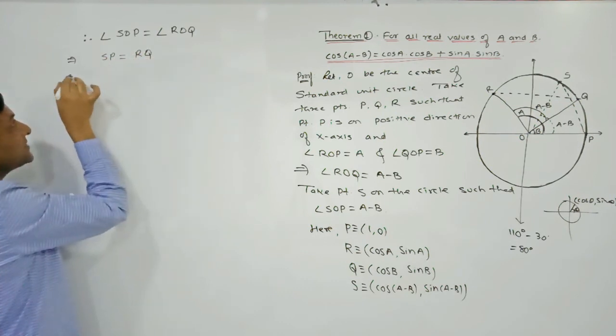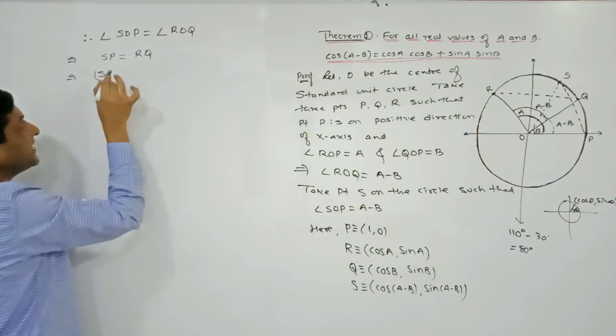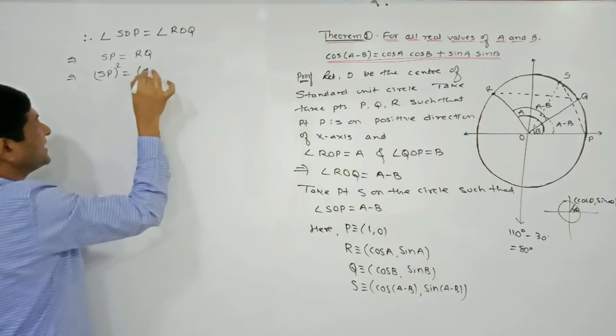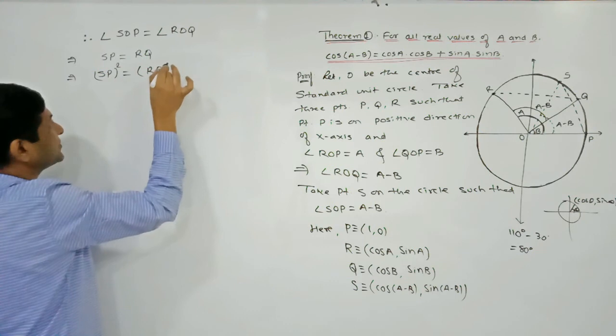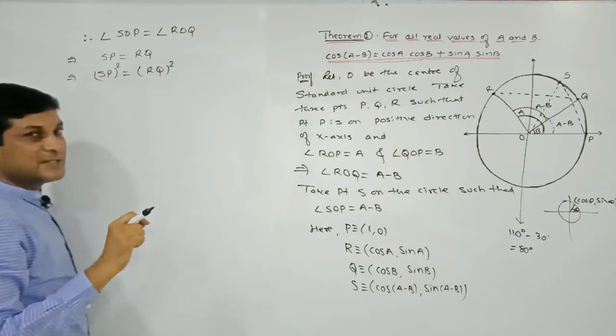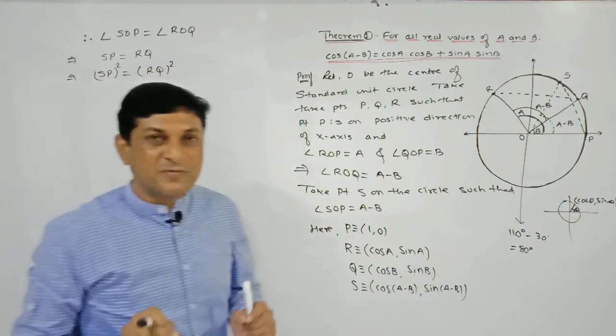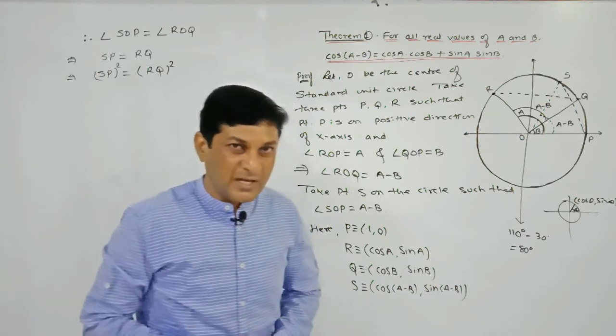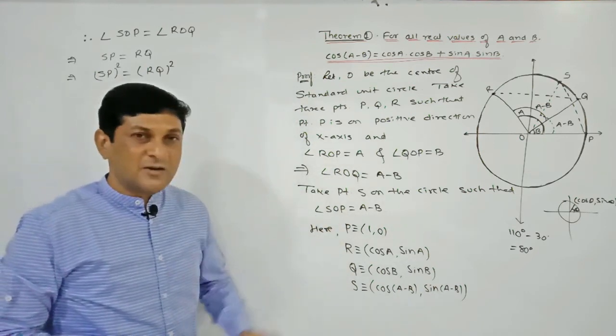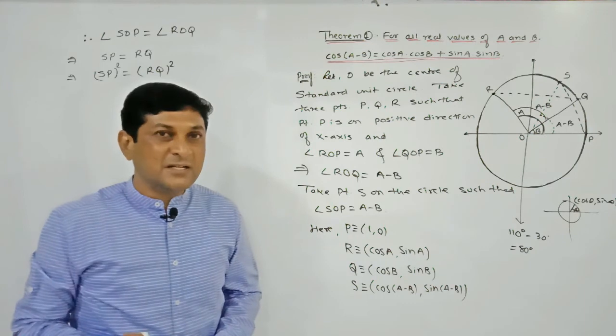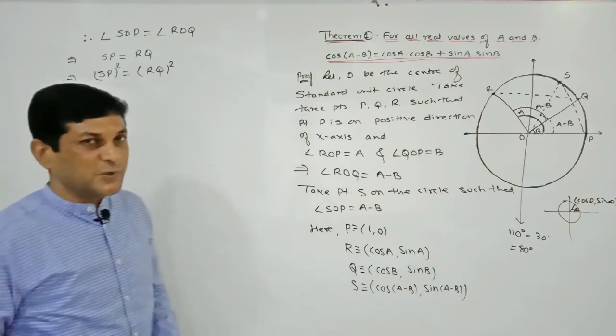If these two chords are equal, we can say that their squares are also equal. SP square is equal to RQ square. Now the distance between these two points can be found by applying the distance formula. The coordinates of all the points are known to us, so we simply have to apply the distance formula to find the distance between these two points.